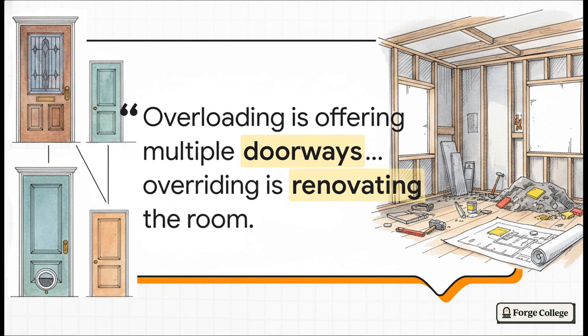I mean, sometimes you just need a different way to get into your code, right? Like a front door, a side door, maybe a pet flap. That's overloading. But other times, you buy an old house, you look at the kitchen, and you realize it's just terrible, so you completely gut it and rebuild the whole thing from scratch. That, my friends, is overriding.